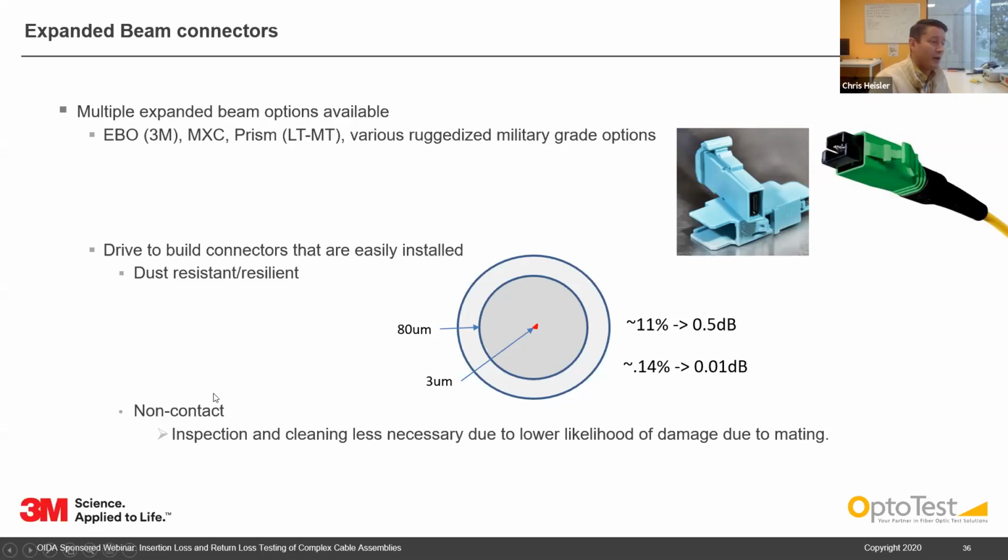Also, these connectors are non-contact, so inspection and cleaning is less necessary due to the lower likelihood of damage due to mating. So on typical connectors, you're taking two fibers and you're basically butting them up against each other. If one of those fibers has dirt or contamination on it, you're potentially going to jam that dirt and contamination on the other connector and damage both connectors. In this case, with non-contact, you're not going to run into that issue.